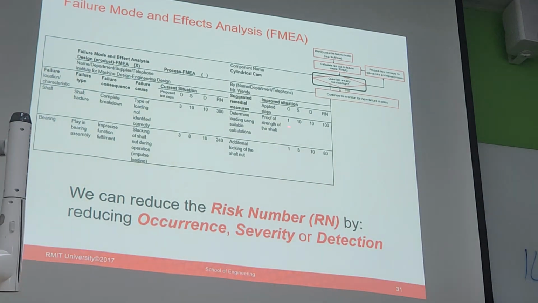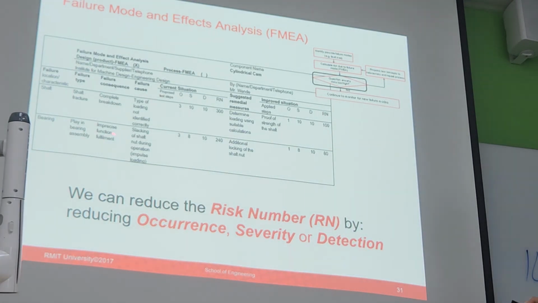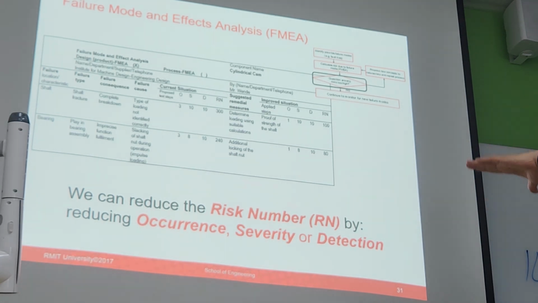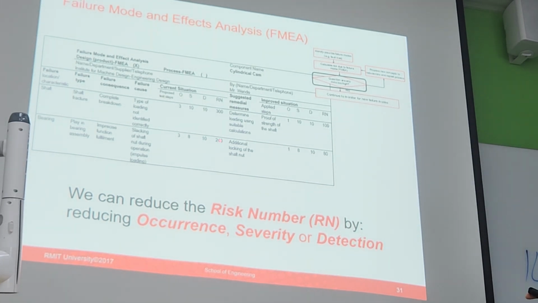This is one part. Another part, as you can see, we can write it: 3, 8, 10 becomes 240 because it's multiplication of that. We try to reduce the failure by reducing the accuracy, and then 3 becomes 1. As you can see, it was 240, huge. We change it to 8.